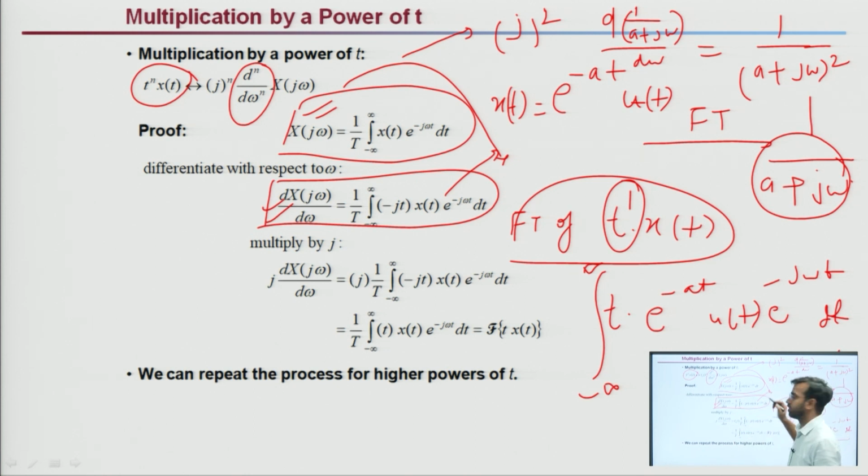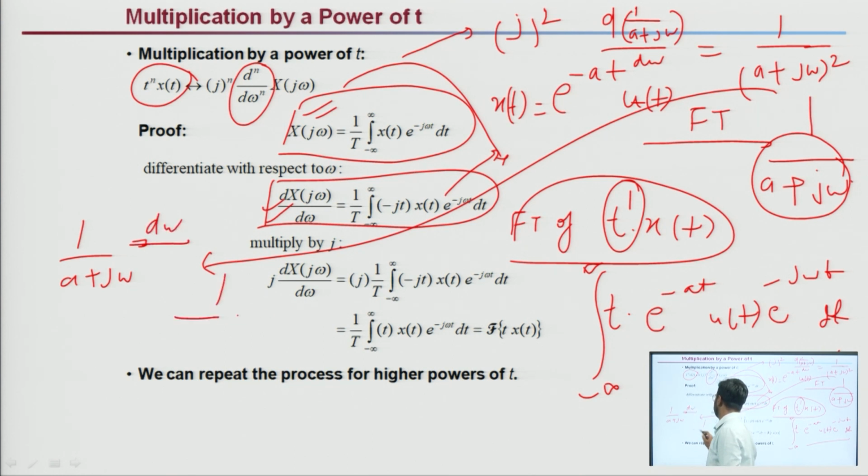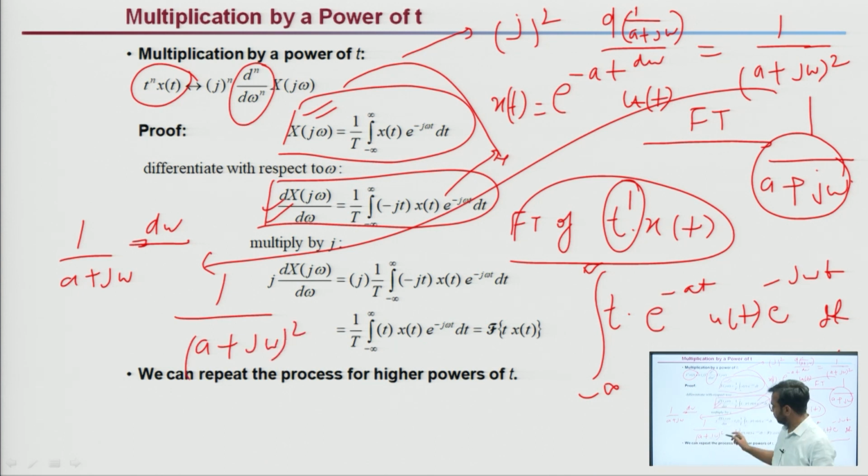I think it is not visible. So, when you differentiate 1 upon a plus j omega by d omega, you will get 1 upon a plus j omega whole square with a, so this is the final answer. By using the property, you can find it easily.